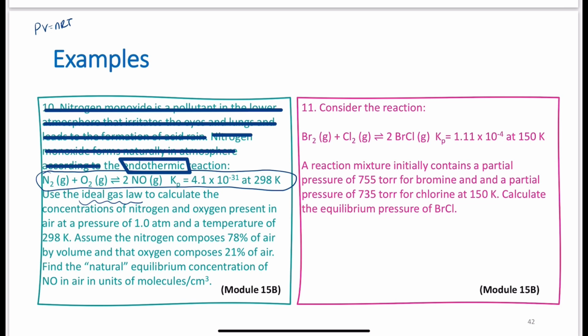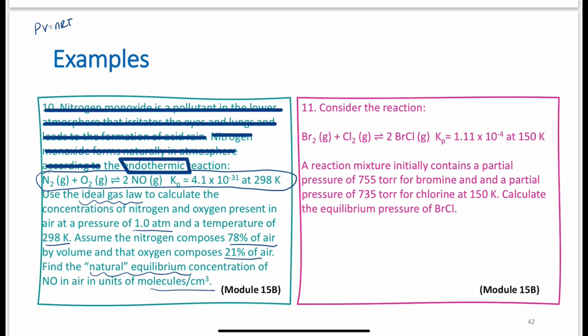To calculate the concentrations of nitrogen and oxygen present in air at a pressure of 1 atmosphere and a temperature of 298 K. Assume the nitrogen composes 78% of air by volume, and oxygen composes 21% of air. Find the natural equilibrium concentration of NO in air in units of molecules per centimeter cubed. There's a lot going on here. Okay.